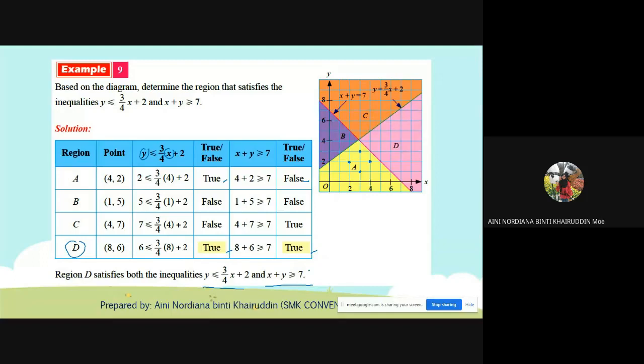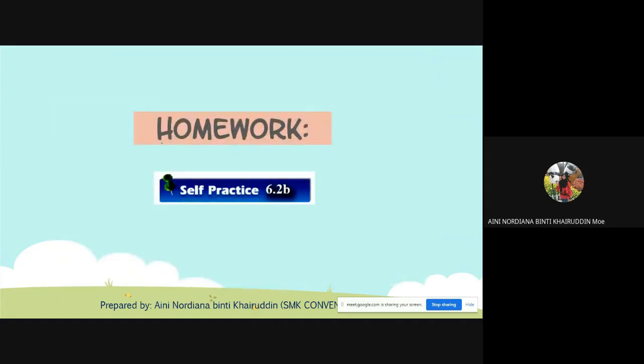Can you follow? Do you understand? Any questions? No, teacher. Okay, in the exercise you need to make a table like this: which region, then any point that is in that region, and then substitute the values. If there are 2 inequalities, there are 2 columns here. If there are 3 inequalities, your table needs to add 2 more columns. Okay. So this is your homework 6.2b.